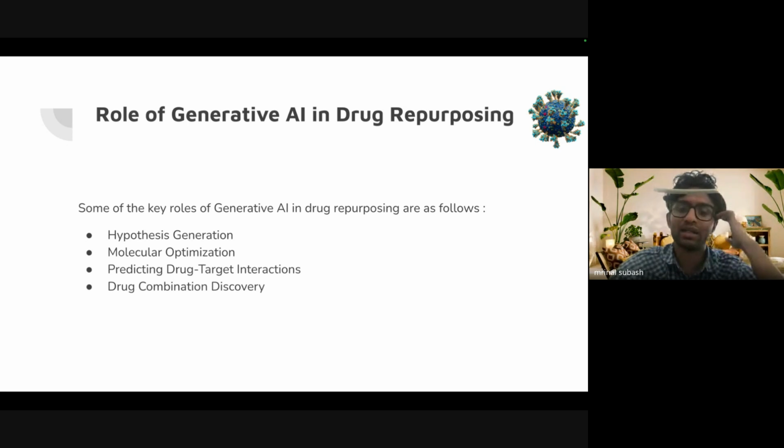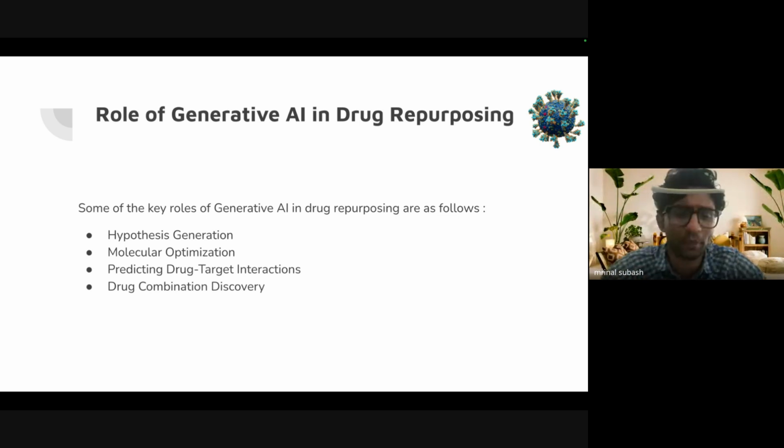The beauty of generative AI is that it's able to analyze statistically, and it is able to draw a conclusion on how it can predict new disease targets or biological pathways that can be affected by existing drugs.